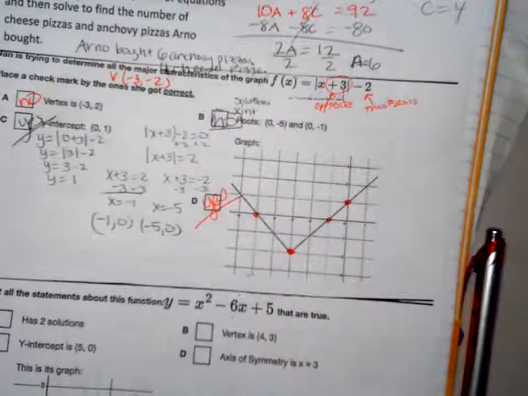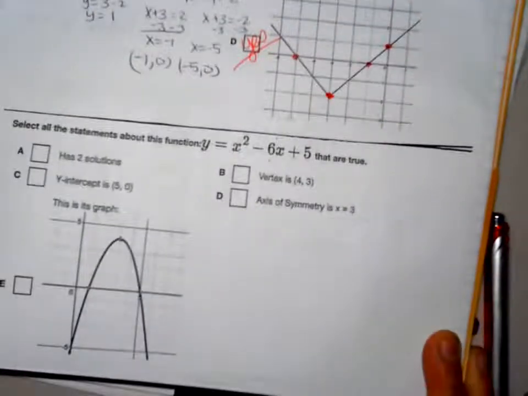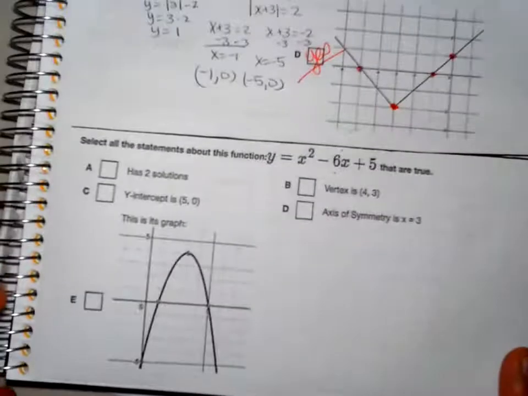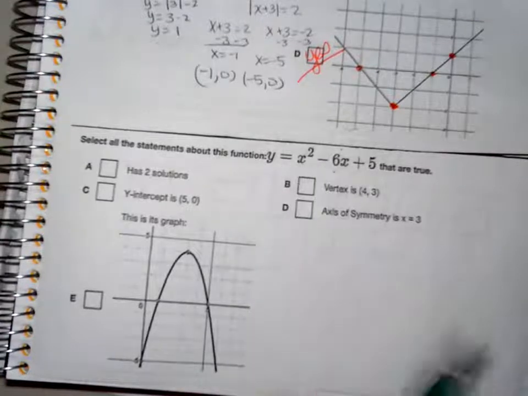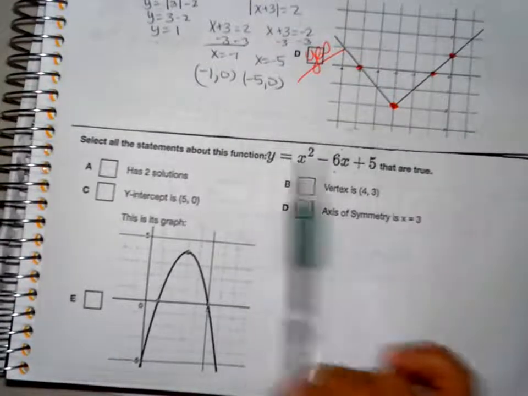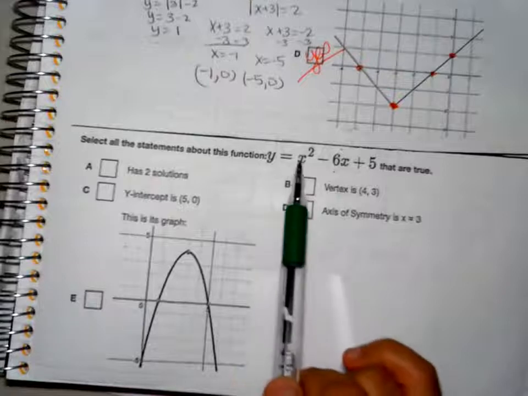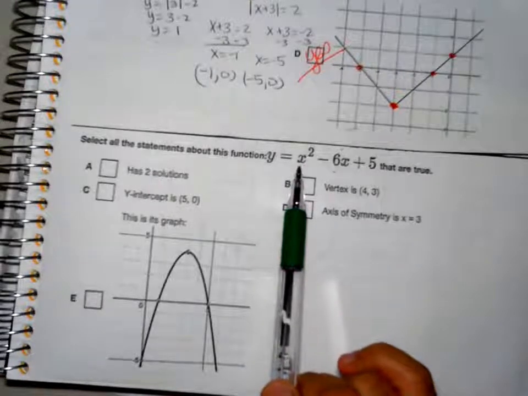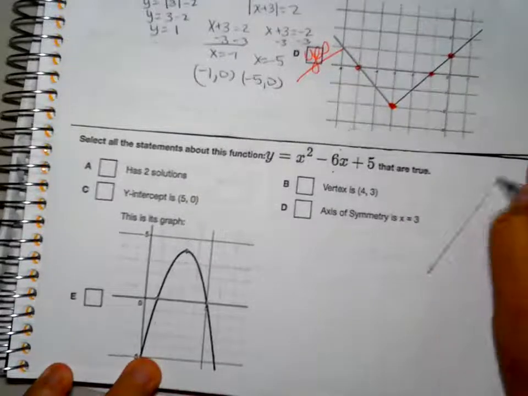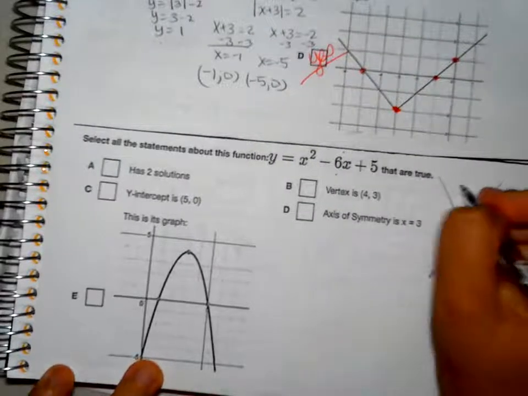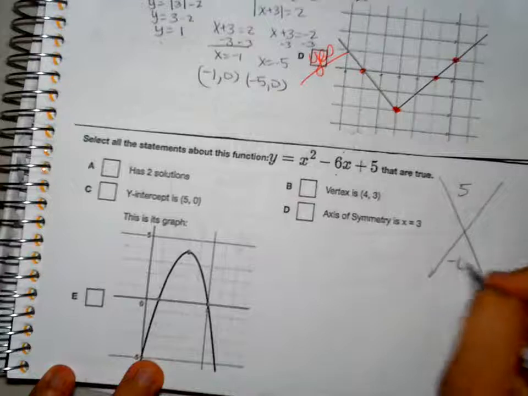Okay. Let's do the same thing again with the parabola. Y equals x squared minus 6x plus 5. You have two ways to go about solving this. You can factor it and then solve it, or you can pop it into the quadratic formula. I always try and factor first. I think it's the easiest. When I'm factoring, that's how I'm finding my roots.